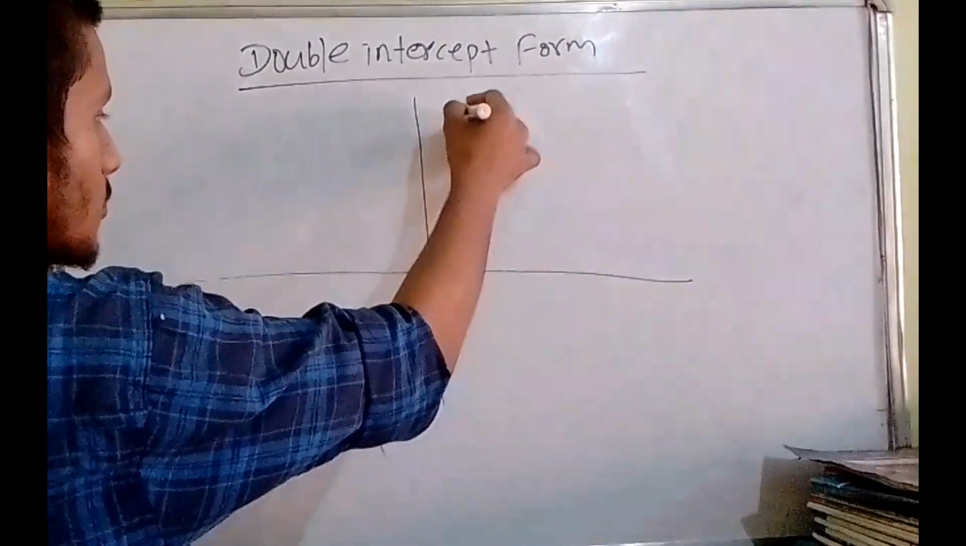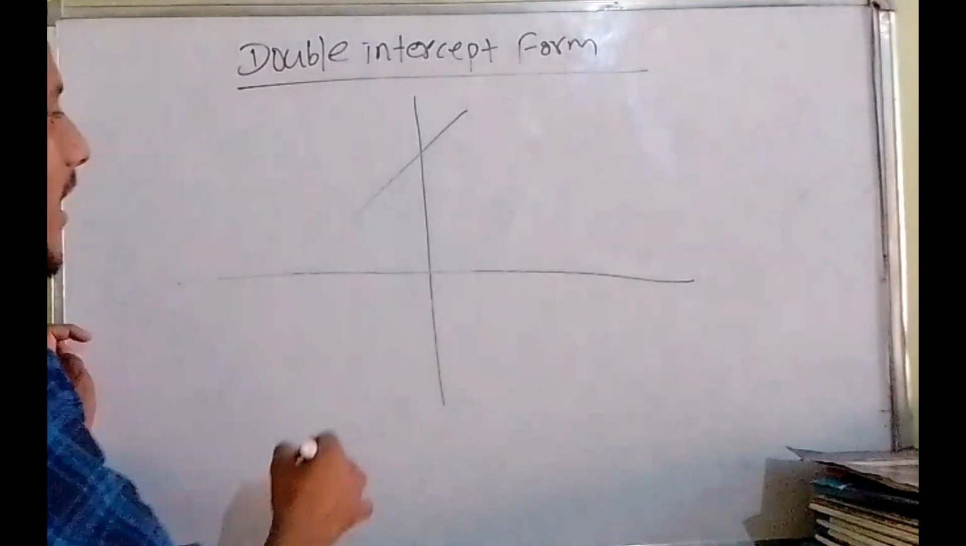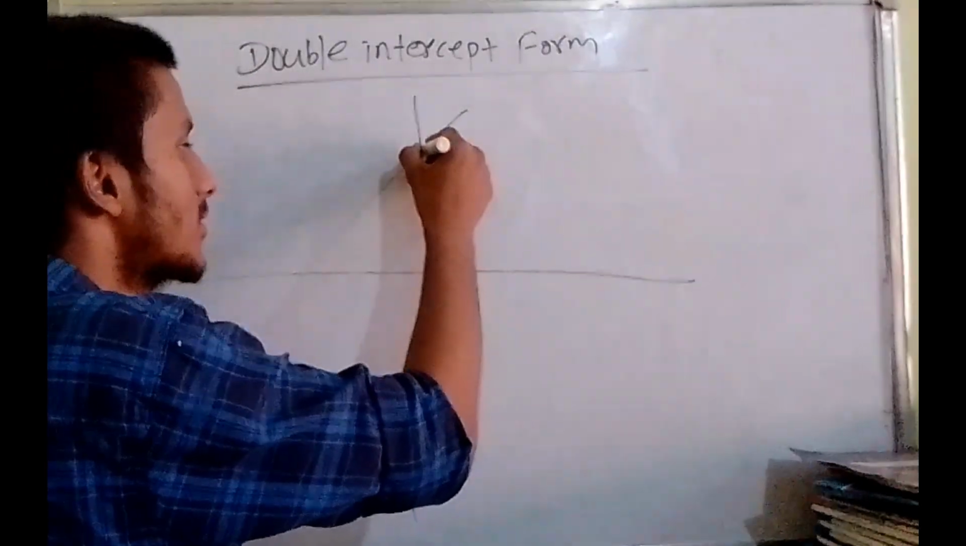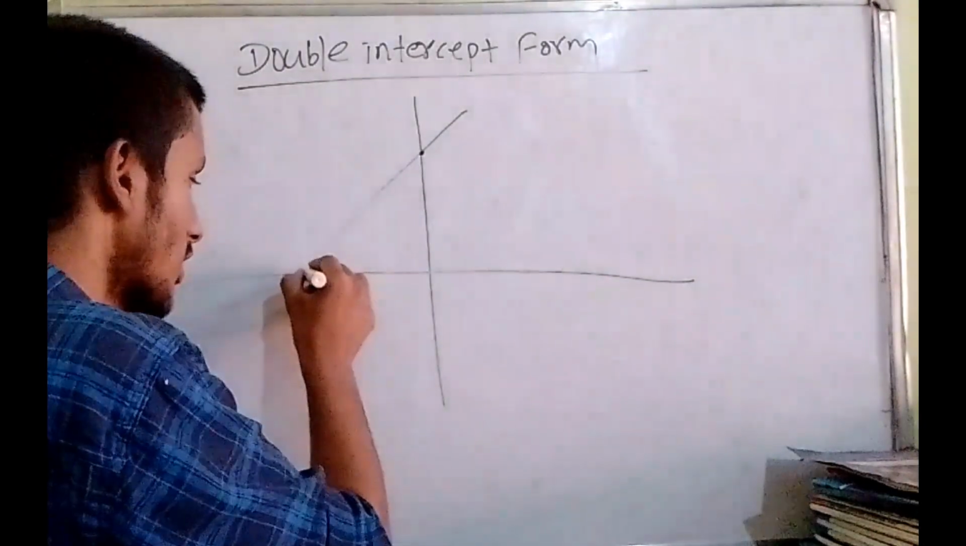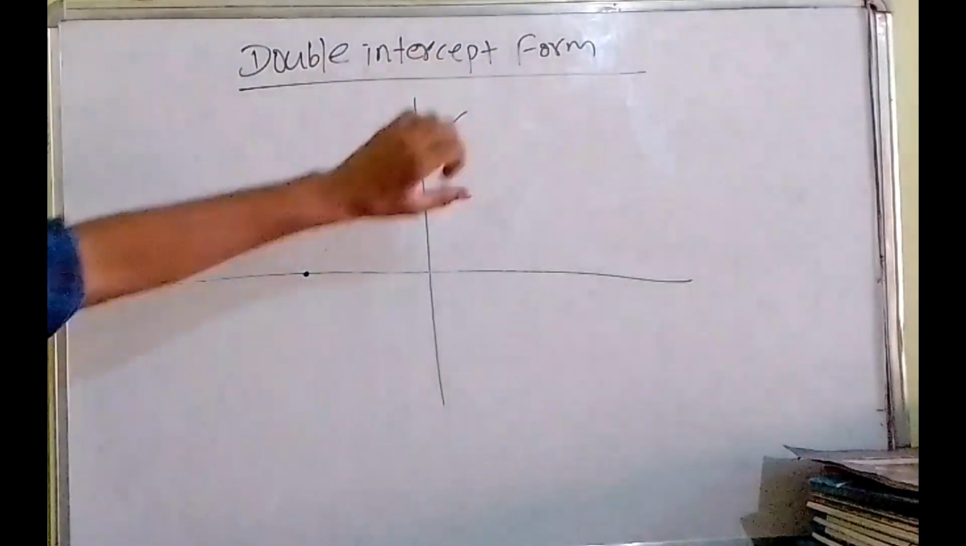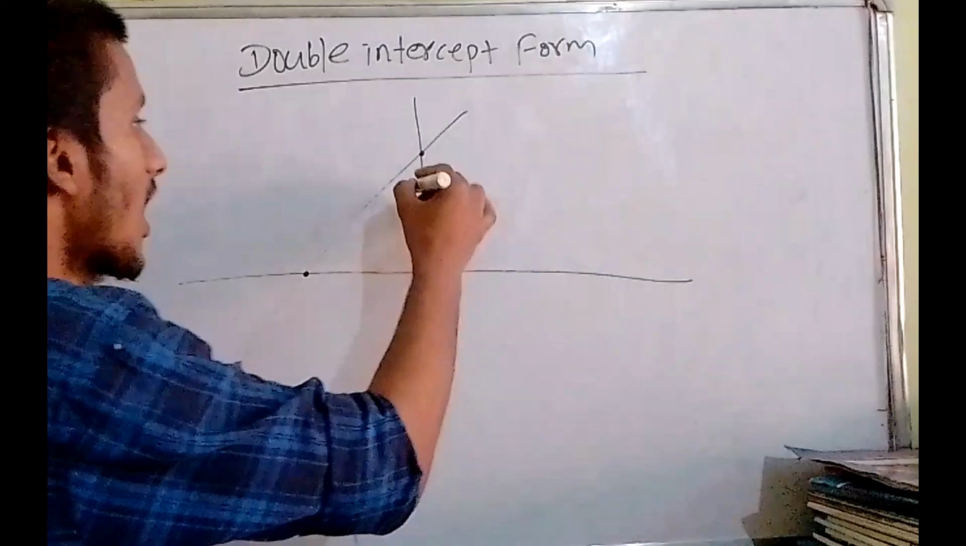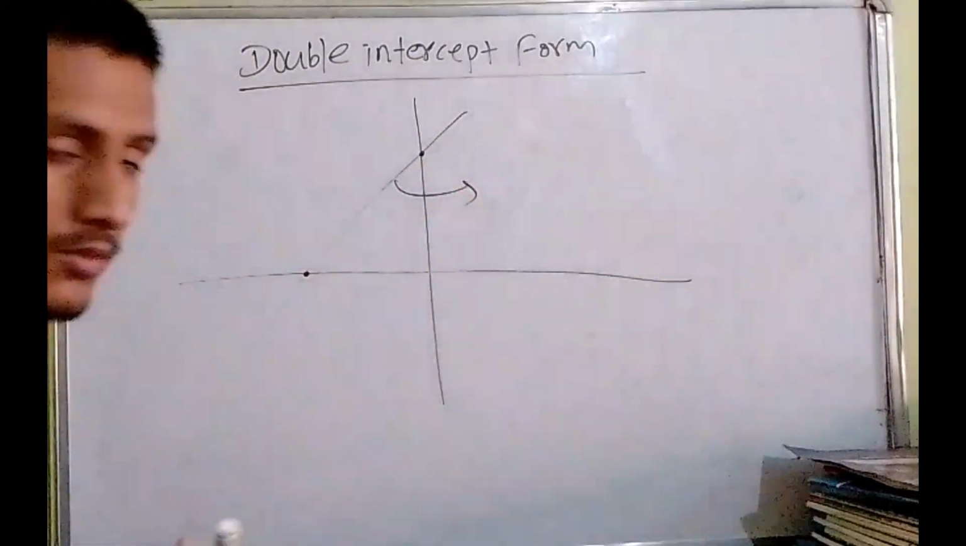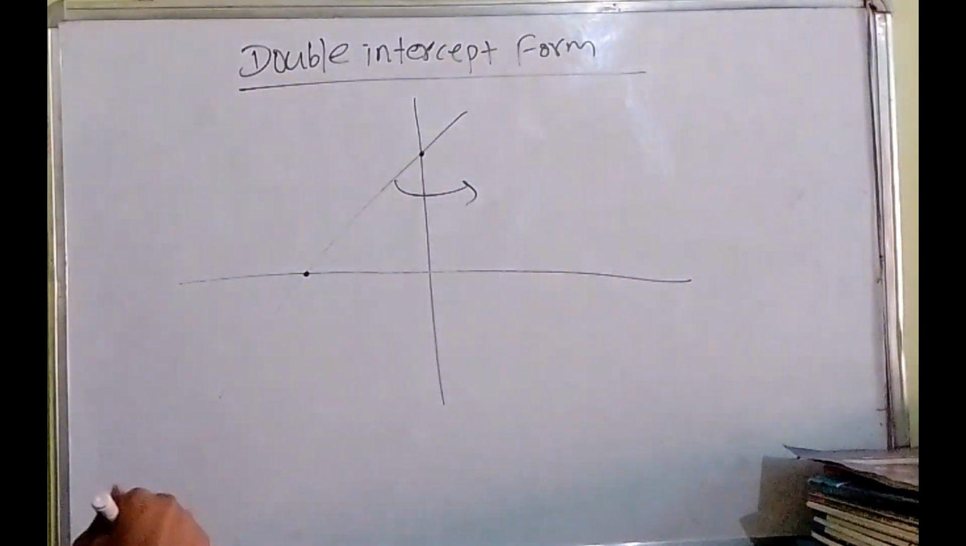So you have a line here. Let's suppose this is the line. What you're given is both the intercepts, the y-intercept and also the x-intercept. Given the x-intercept as well as the y-intercept, you have to derive the equation of this straight line.